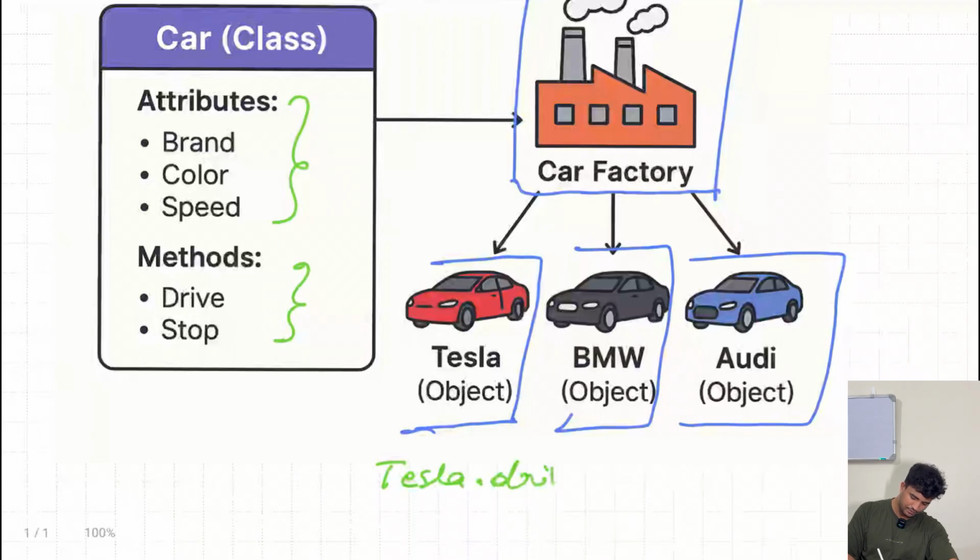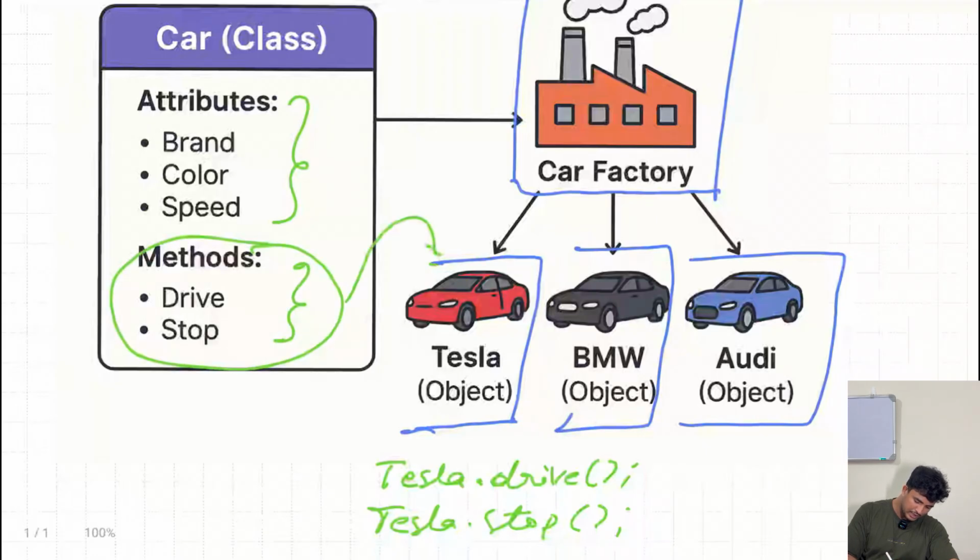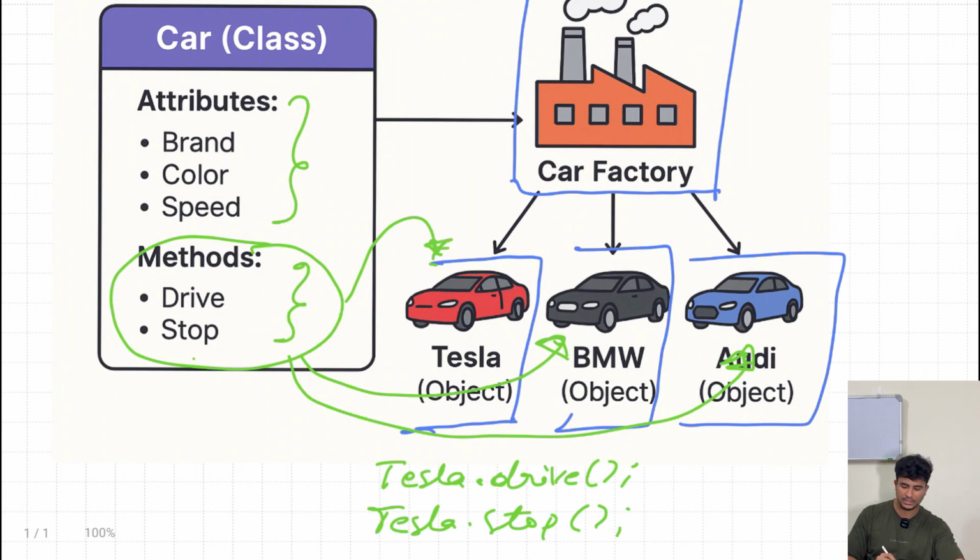drive, Tesla dot stop. Okay, so whenever we are creating an object, these methods are going to be accessible for this object, as well as Tesla. So drive and stop methods can be used in Tesla car, BMW car, Audi car. All the things it is going to access.